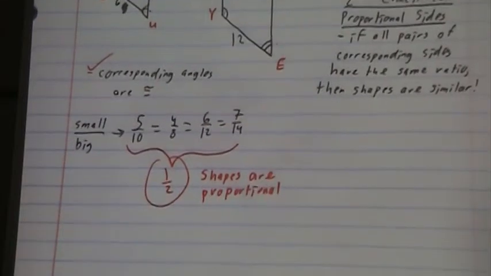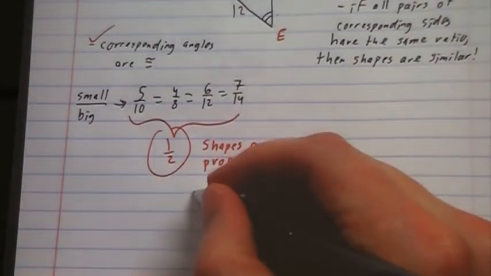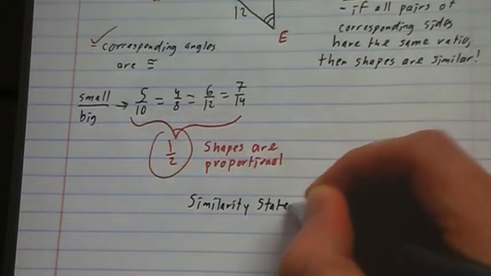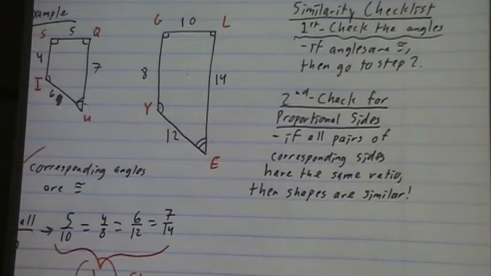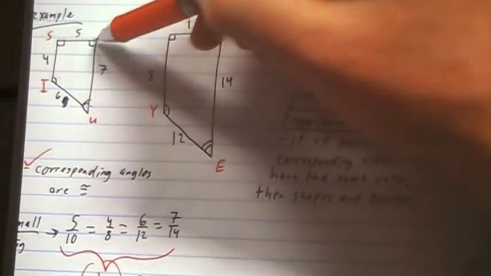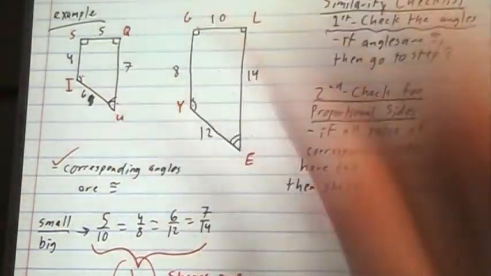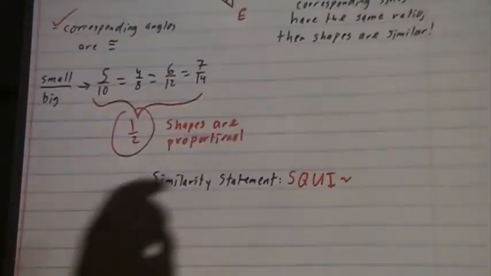And because your shapes are proportional, we can write a similarity statement. Similarity statements are pretty much the same thing as a congruent statement, except there is a squiggle in the middle. So what I would put here, if my shapes are proportional, now I have to pick a path and just do the same on the other. So I can go 90, 90, 2, 1, 90, 90, 2, 1. So I can go S, Q, U, I, squiggle.